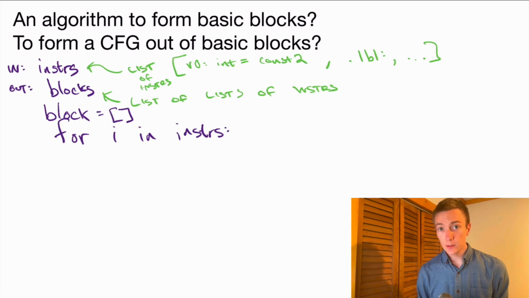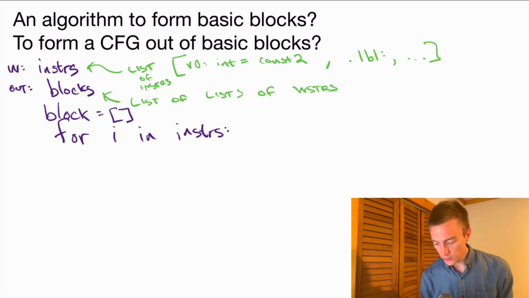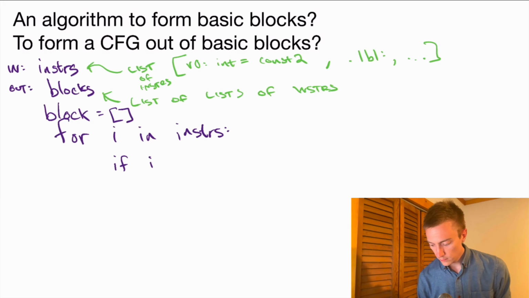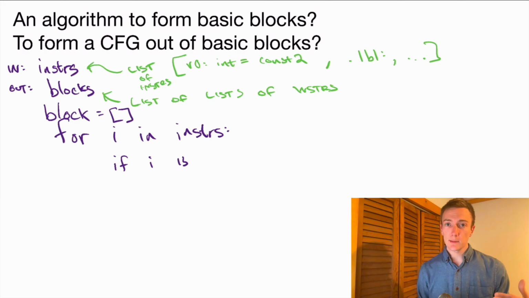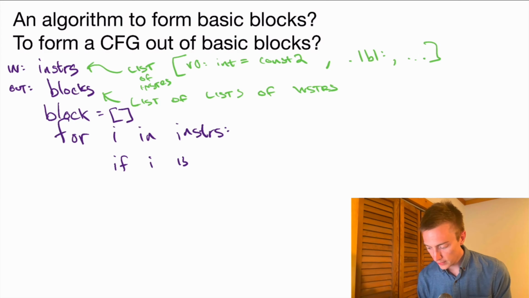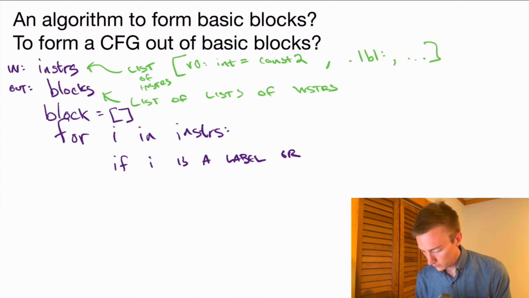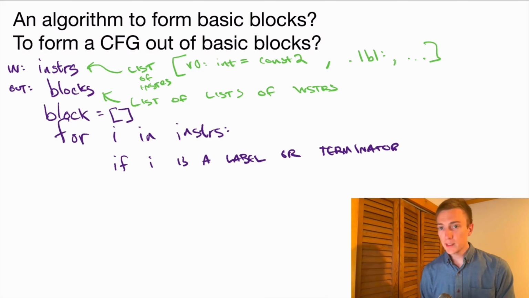adding it onto the list of blocks. Inside the loop, the main thing that I need to do is check whether the instruction is something that should end the basic block. So if it's just a normal instruction, we'll put it on the block, and otherwise, we will end the basic block. So the things that matter here is if I is a label, that means we have to end the basic block because a jump might be incoming to the next instruction, or it's a terminator, that is a branch or jump. If so, then we need to end this basic block.